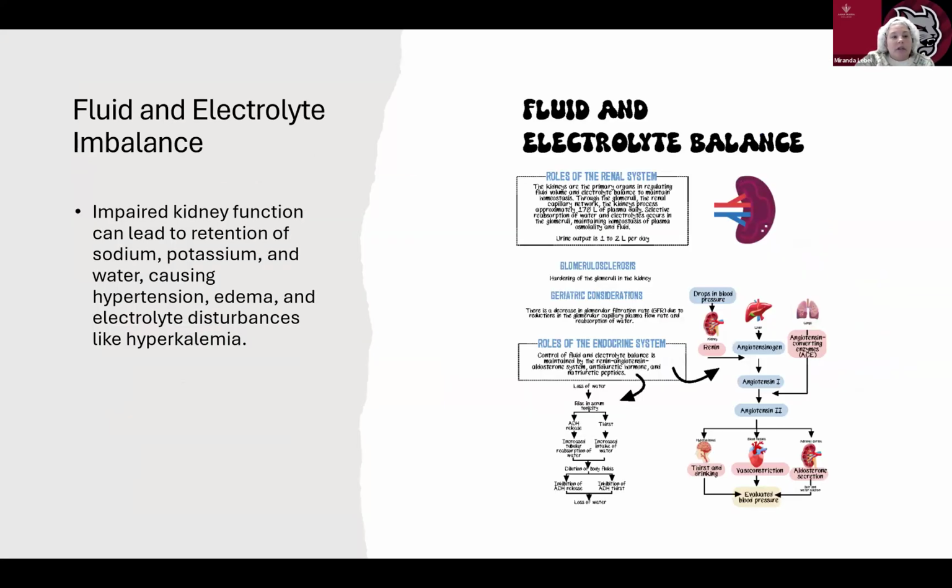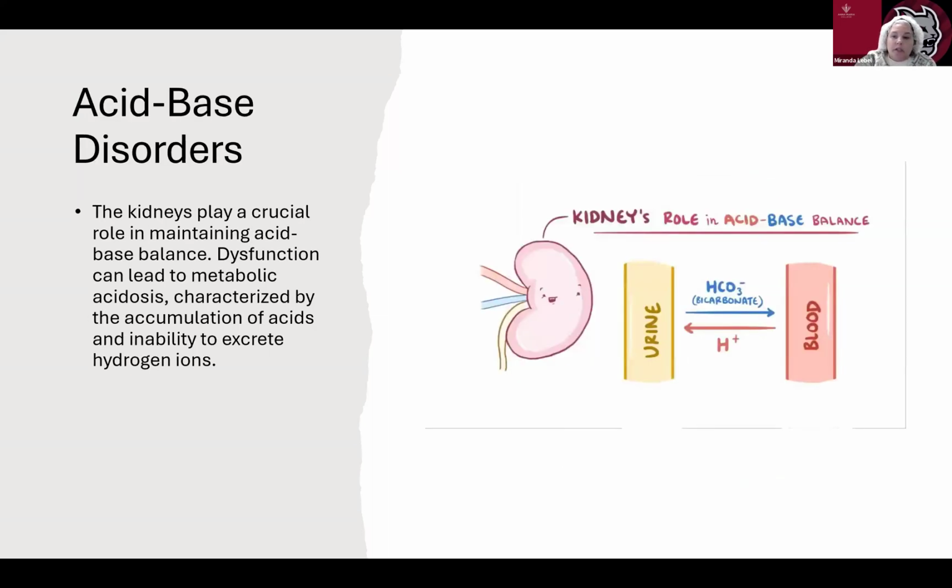Kidneys also deal with fluid and electrolyte imbalance. Impaired kidney function can lead to retention of sodium, potassium, and water, causing hypertension, edema, and electrolyte disturbances like hyperkalemia. And then we have acid-base disorders. We talked a little bit about this when we did the acid-base lecture. So the kidneys play a crucial role in maintaining acid-base balance. Dysfunction can lead to metabolic acidosis, characterized by the accumulation of acids and inability to excrete hydrogen ions. And here again, another cute little infographic.